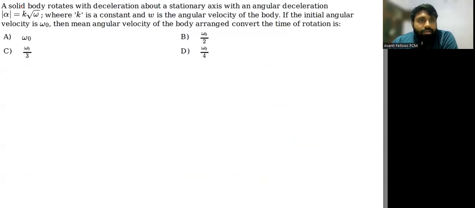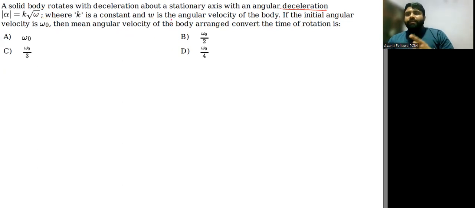Now, a solid body rotates with deceleration about a stationary axis with an angular deceleration alpha. That is deceleration, so be careful with the statement of the question. Alpha is given as k into root omega, where k is a constant and omega is the angular velocity of the body. If the initial velocity of the body is omega naught, then find the mean angular velocity of the body averaged over the time of rotation.